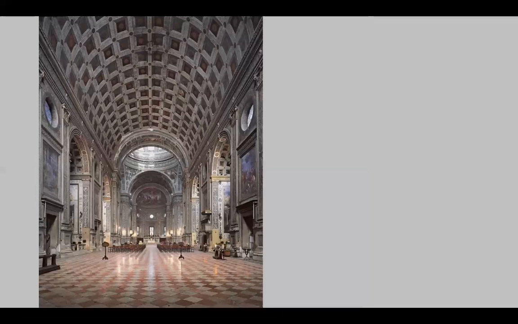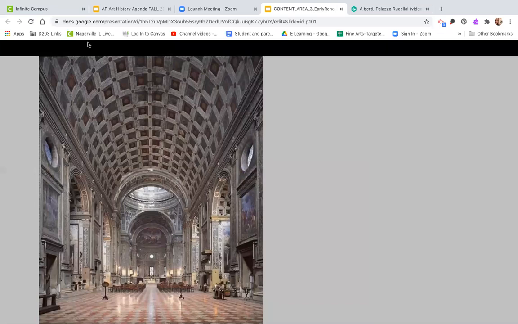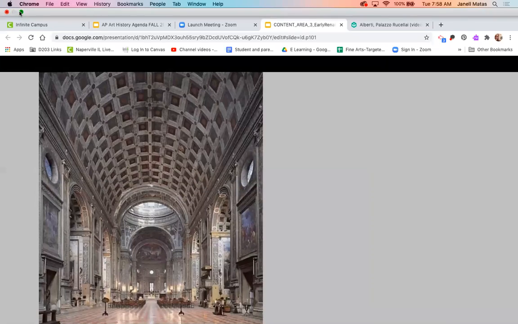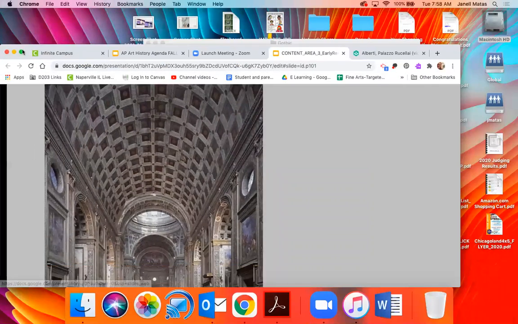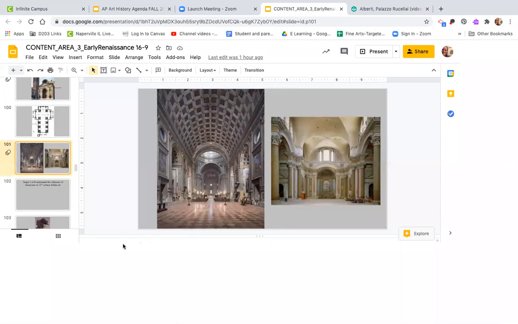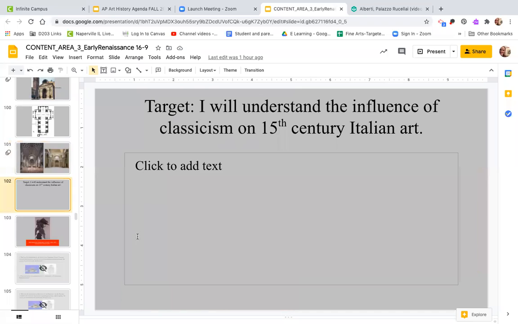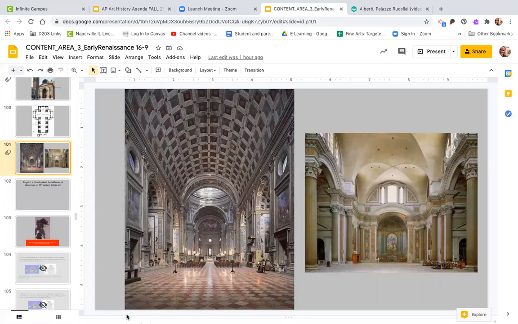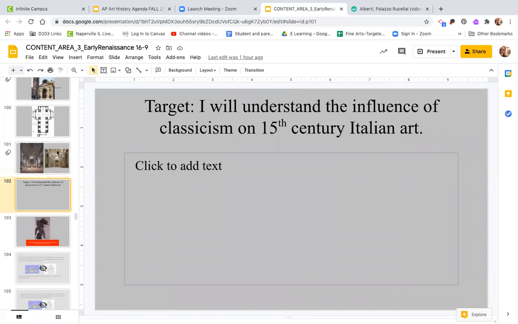And then this is the interior of it. I said Sant'Andrea, but my memory fails me. I want to make sure I'm not misspeaking to you guys. Not that it's on the exam anyway, but let's see. Sorry, I'm looking at my notes here, and it's not letting me look. So I'm just wasting time on you.